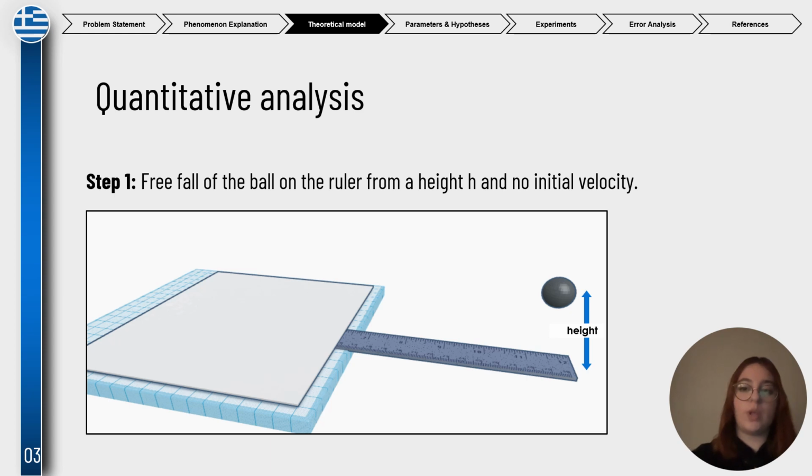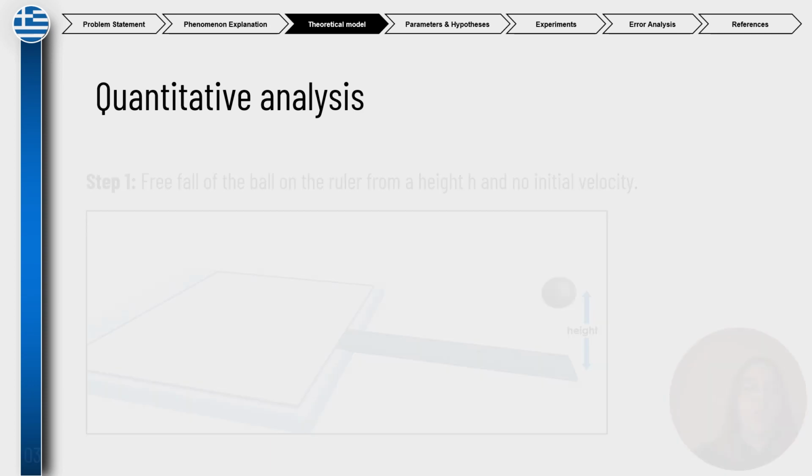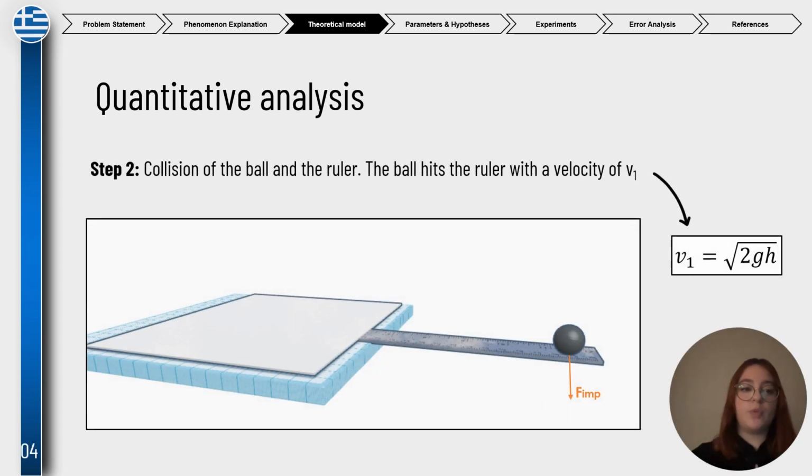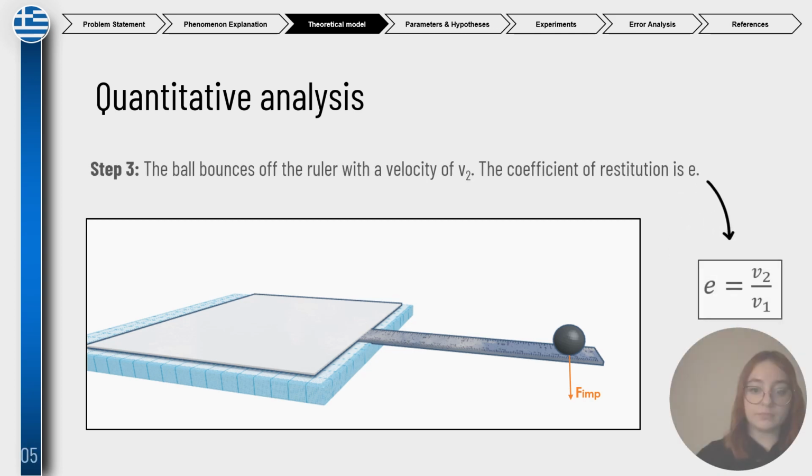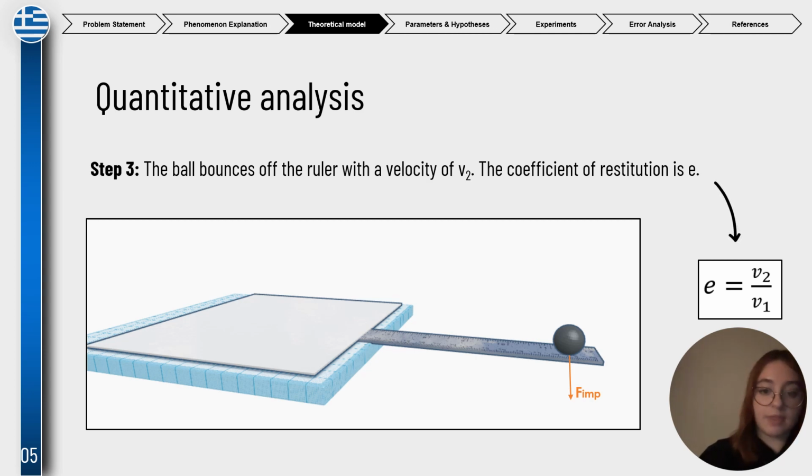Now, let's analyze the motion quantitatively by separating it in steps. For step 1, we have the free fall of the ball on the ruler from a height h with no initial velocity. For step 2, we have the collision of the ball and the ruler. The ball hits the ruler with a velocity of v1, which is given by this formula. About step 3, the ball bounces off the ruler with a velocity of v2, and the coefficient of restitution is E, which is given by this formula.